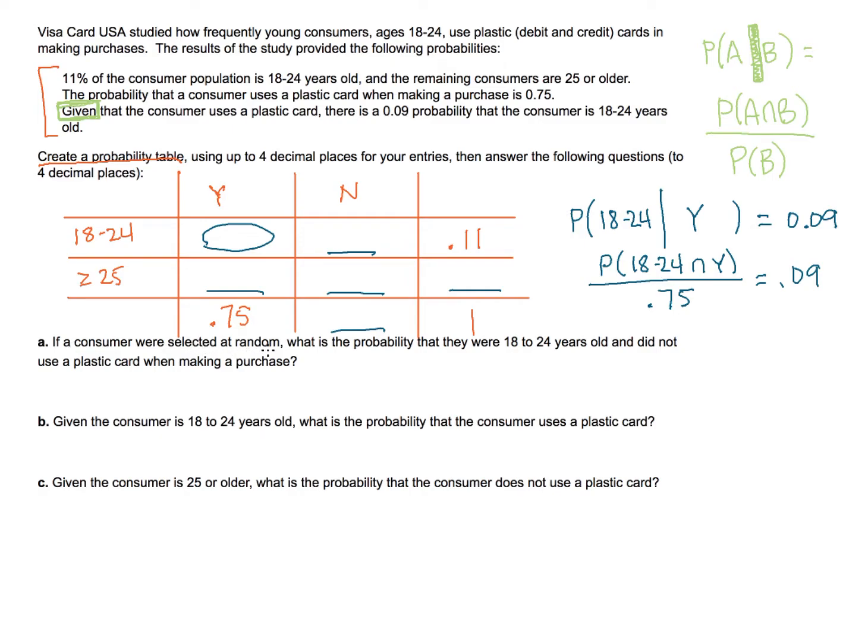If a consumer were selected at random, what's the probability that they're 18 to 24 years old? So if, that means that this is going to be in my B position. Actually, okay, I take it back. In this particular instance, that's not the case. Got ahead of myself. If a consumer were selected at random, that just means that this is a random selection. So what's the probability that they were 18 to 24 years old and did not use a plastic card when making their purchase? So for that, we have a clue word of and.